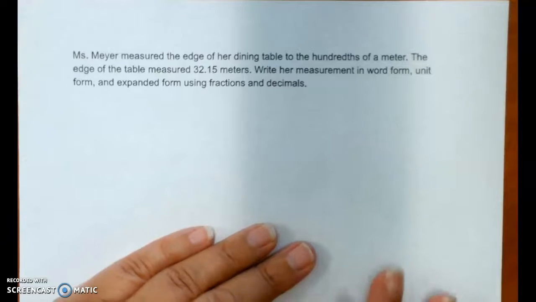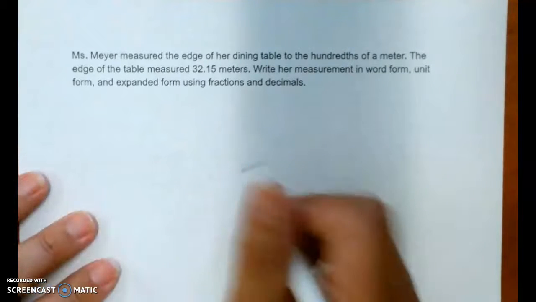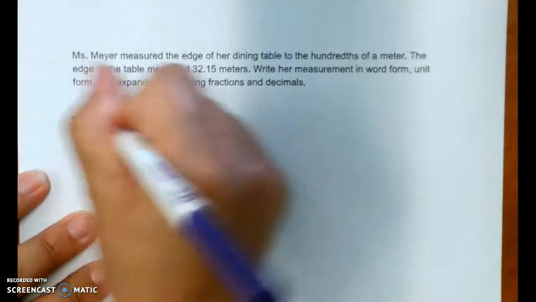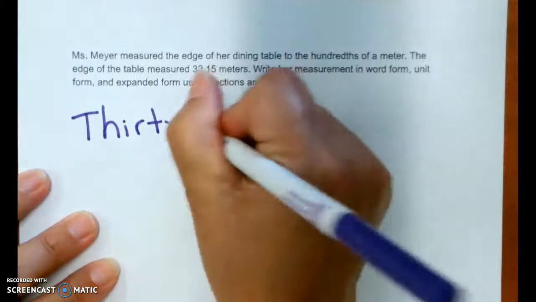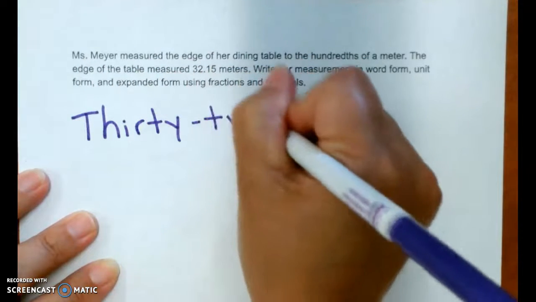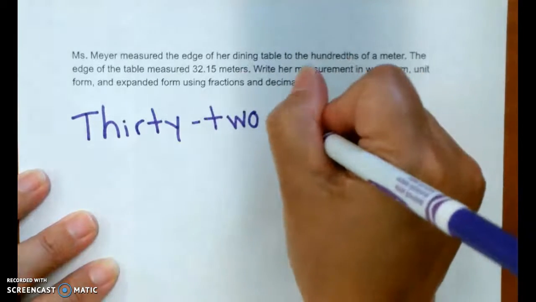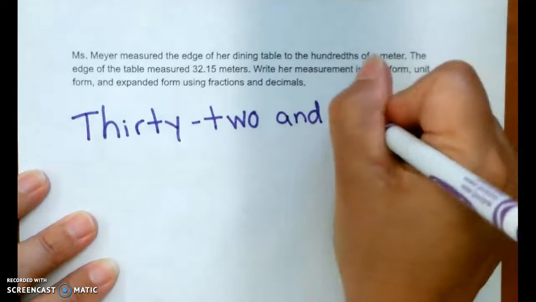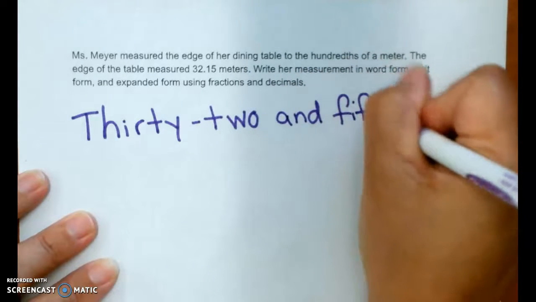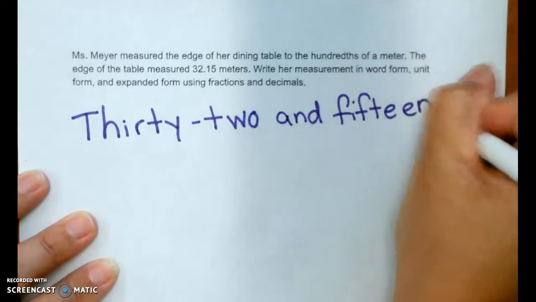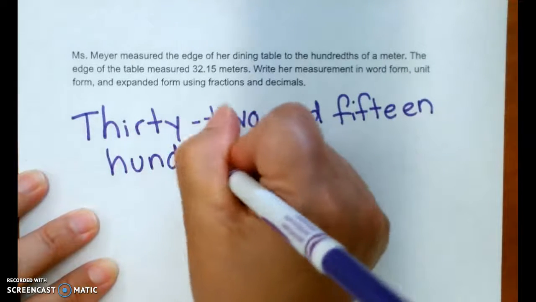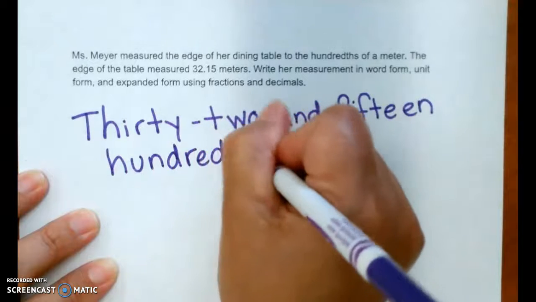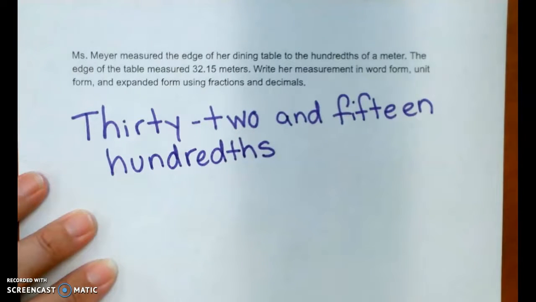Okay, so word form first. 32 and 15 hundredths. Word form. Easy peasy lemon squeezy.